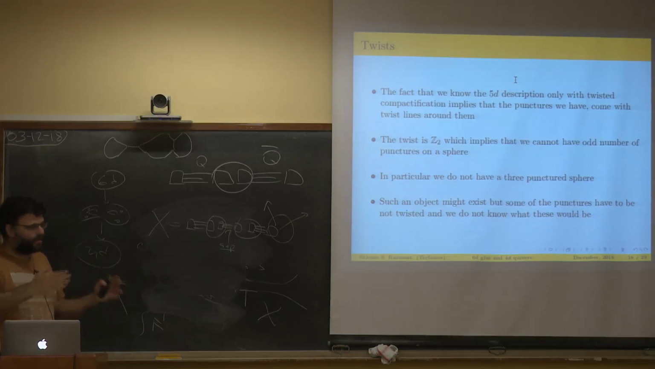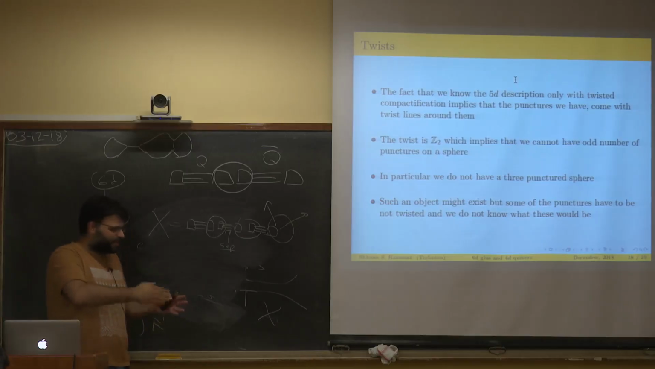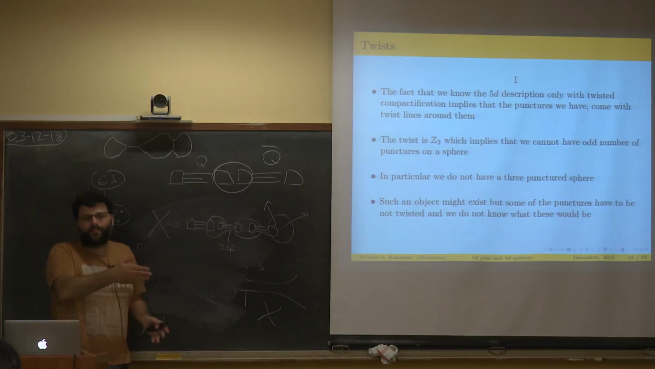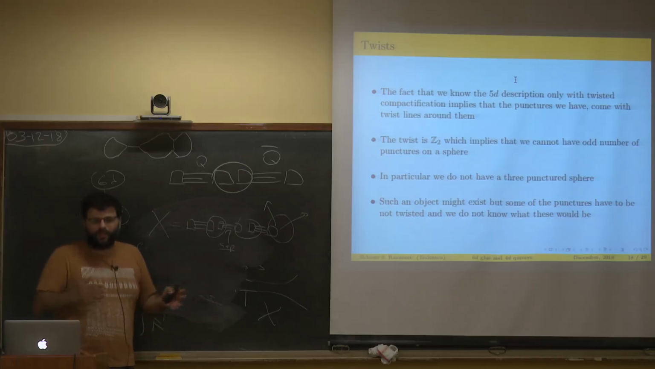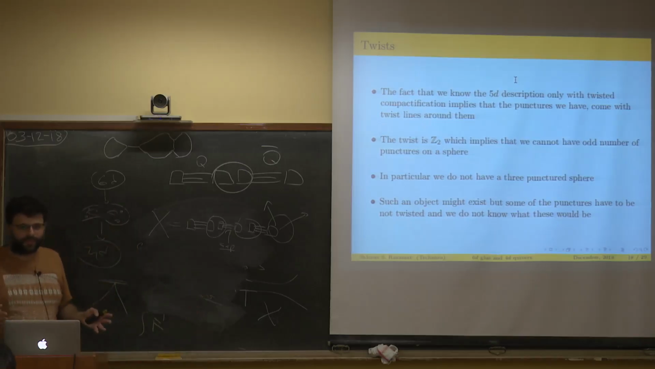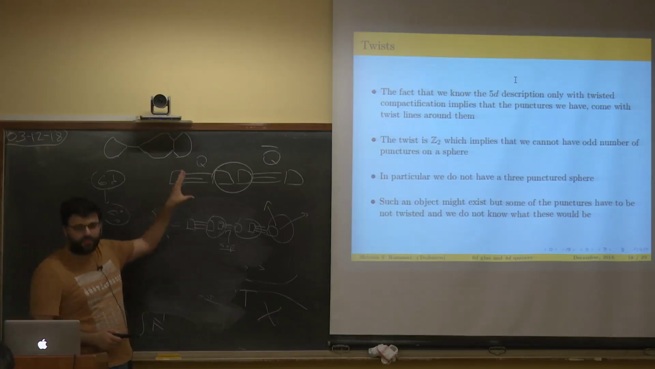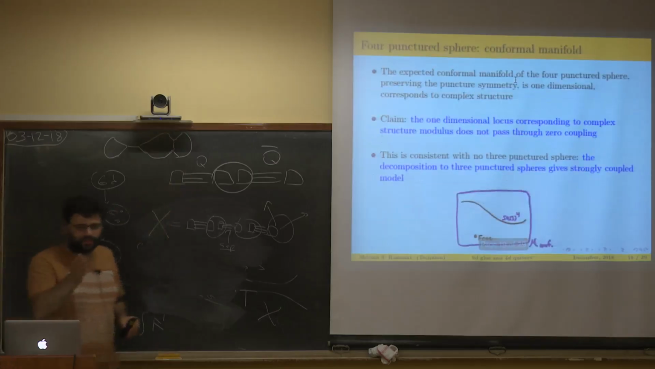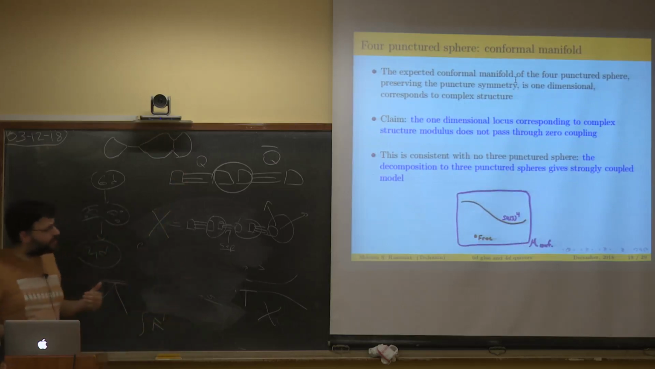We might have a 3 puncture sphere, but 2 punctures might be the types of punctures that we discussed, while the 3rd puncture should be this untwisted puncture, and we don't know what it is. So that's the reason why we don't have a 3 puncture sphere. The basic building block is a 4 puncture sphere.